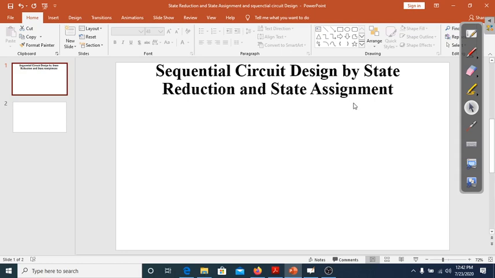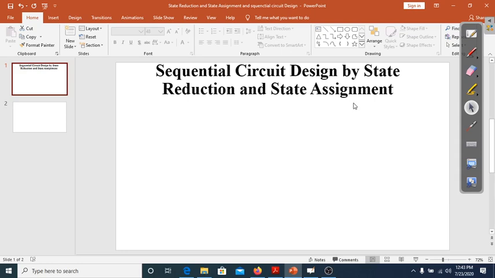states, and the states were represented with letters like A, B, C, D, E, F, and G. So if you have not gone through the first part of this lecture, I suggest you must, in order to understand this part of the lecture. In the first part of this lecture, we designed the reduced state table.